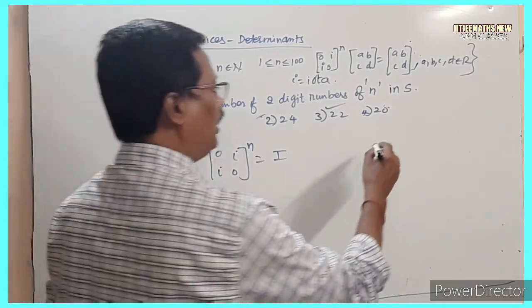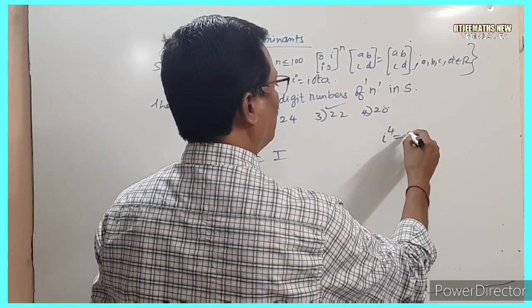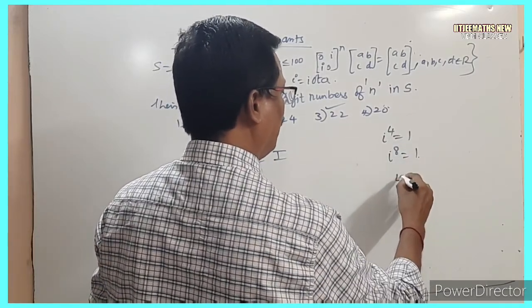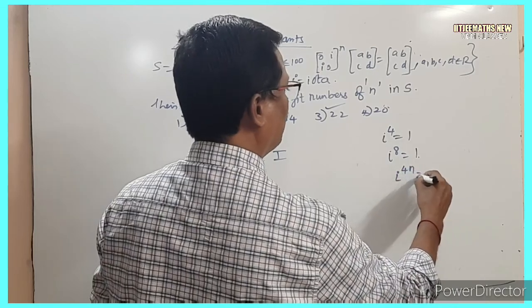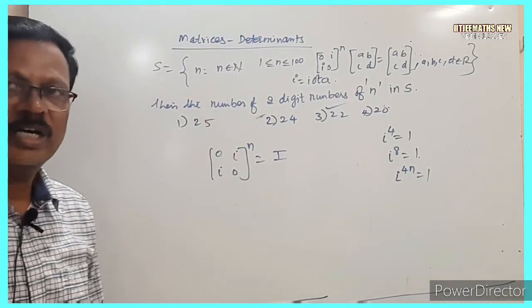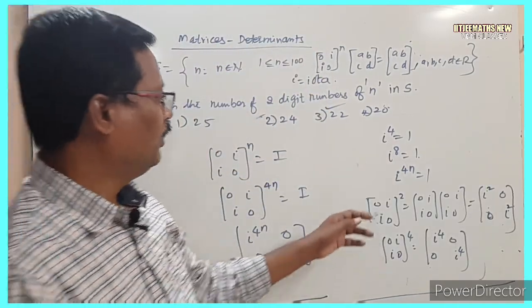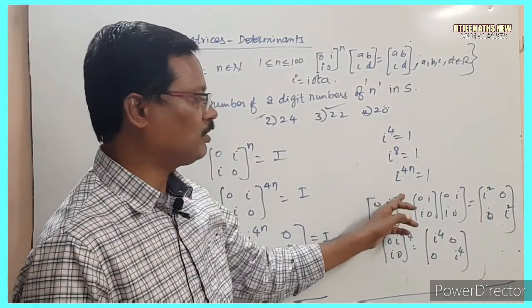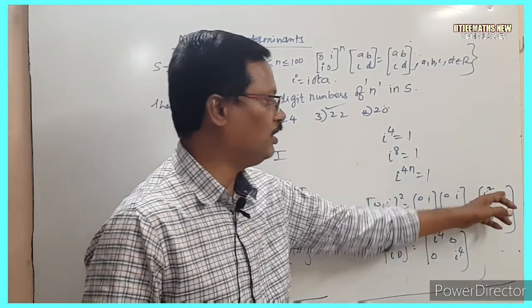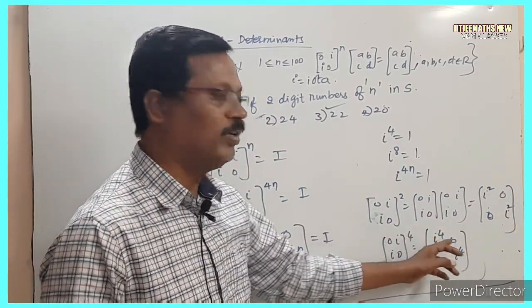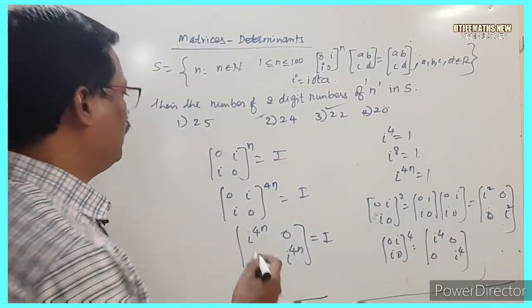Why? Because i power 4 will be 1, i power 8 will be 1, i power 4n will be 1. Okay, i power 4n will be 1. Now see that if I take [0 i; i 0] squared, then that becomes [i square 0; 0 i square]. Now if we take the exponent 4, we will get like this.